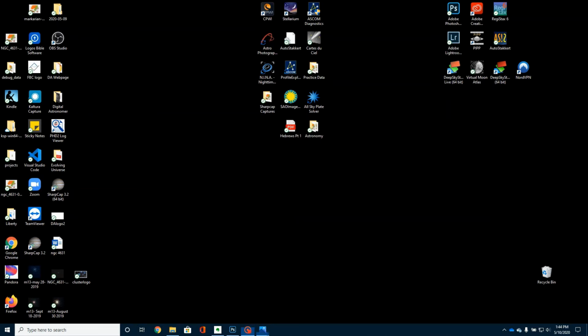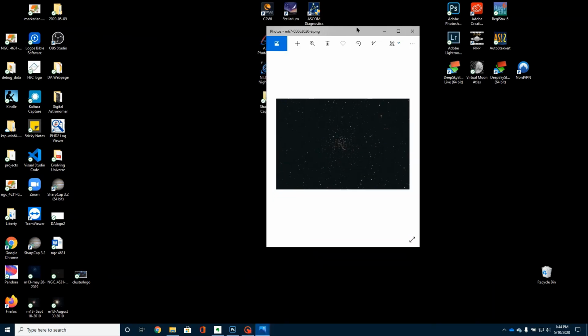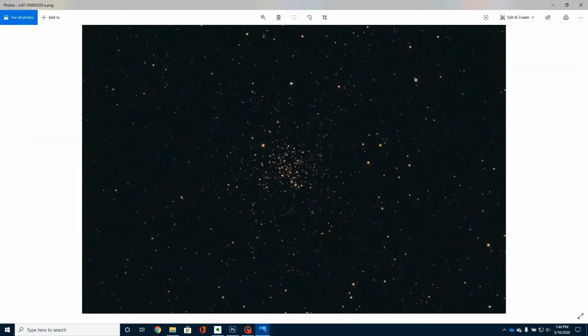So M13 is a great example of a globular cluster, but now I want to turn our attention to the second category of clusters, open clusters. This is M67, and you'll notice right away the difference. You don't have that tightly packed ball of stars. Instead, you have a few hundred, maybe a few thousand stars that make up the entire cluster.